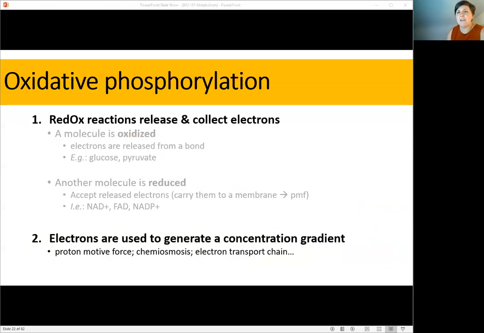So what happens after a molecule is oxidized and a corresponding molecule, an electron carrier, is reduced? Well, the electron carrier then serves the function of carrying that electron and the corresponding hydrogen to a membrane, where it will use the energetic electrons to establish a concentration gradient of hydrogens, which will then provide the energy necessary to phosphorylate ADP into ATP.